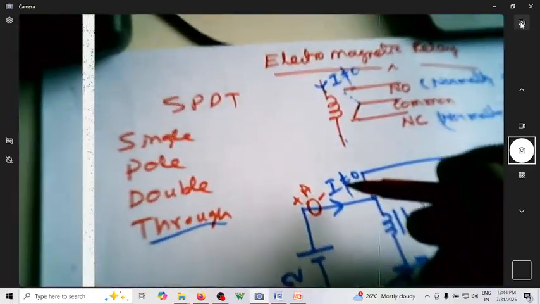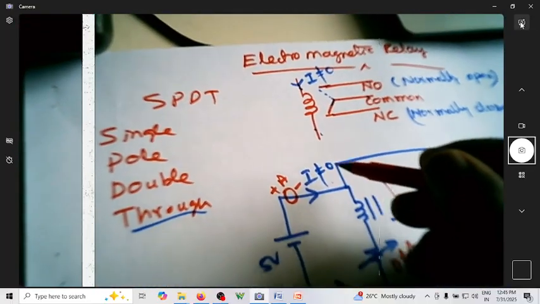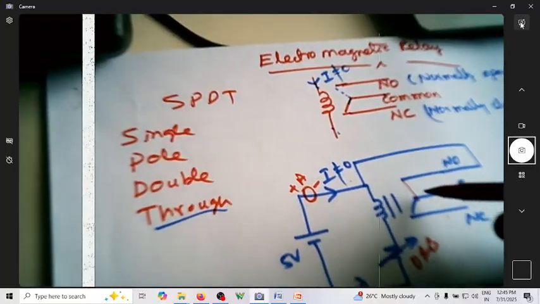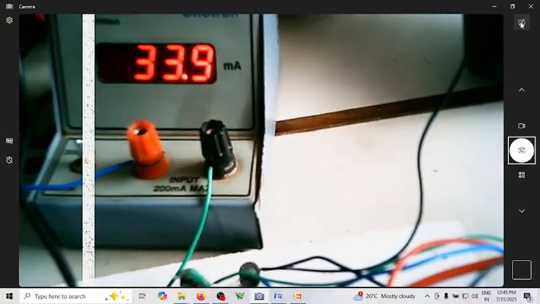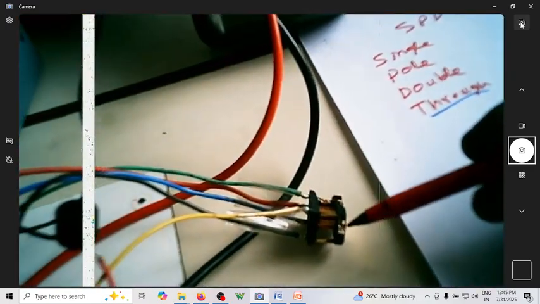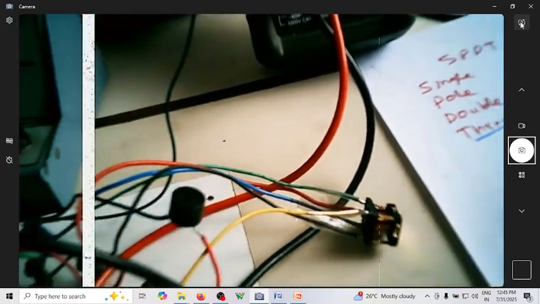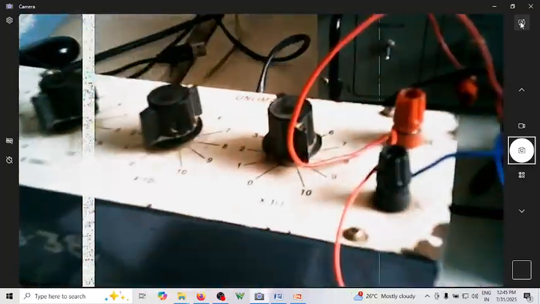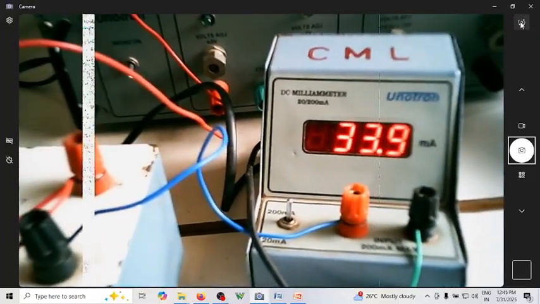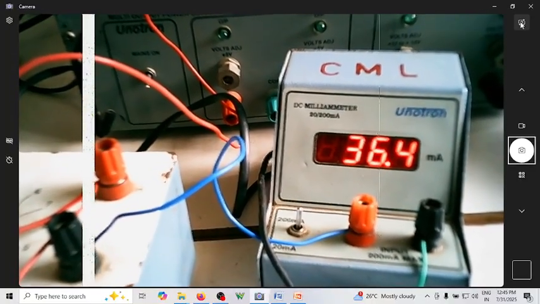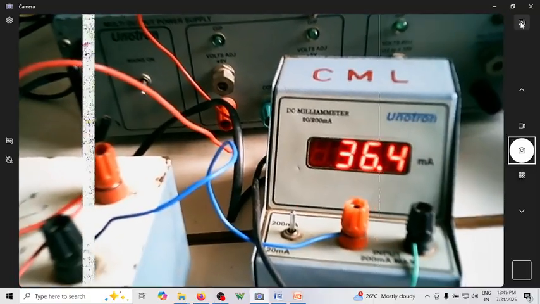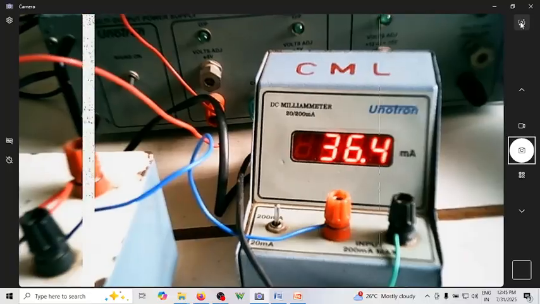So meaning, as we said, if the current is sufficient, only then will the common go to NO. Certainly some current is flowing through the coil, but that current is not sufficient to pull this common terminal down to the NO terminal. That's why, you can see, if I reduce the resistance, the current will increase. The moment I reduce the resistance, you can see the current flows, sufficient current is flowing. Now the common is connected to NO.